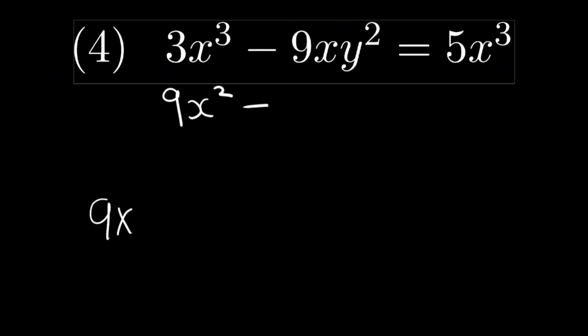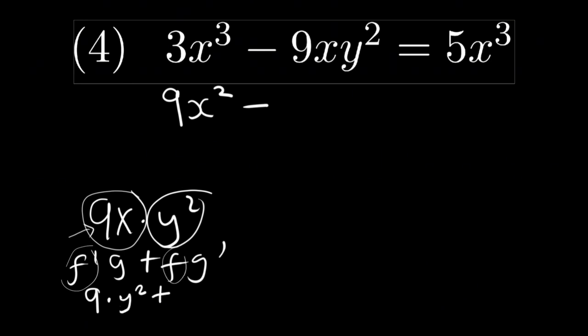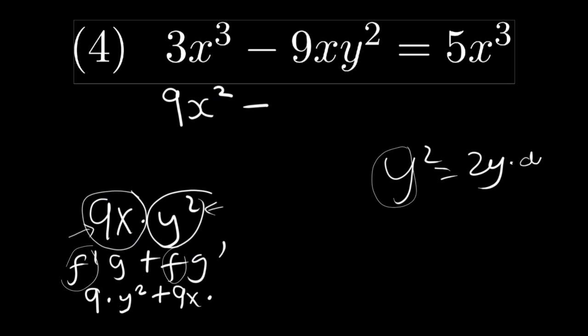Now when we have 9x multiplied by y squared, it means that we have to use the multiplication rule. So we will write f dash g added by f g dash is the derivative. Now f dash means the derivative of the first function. So the derivative of 9x is 9 multiplied by g, which is y squared, added by f, which is 9x, multiplied by g dash, which is the derivative of y squared. So the derivative of y squared is 2y, and because we are deriving y, we must multiply it by dy over dx. So we'll have here multiplied by 2y multiplied by dy over dx.